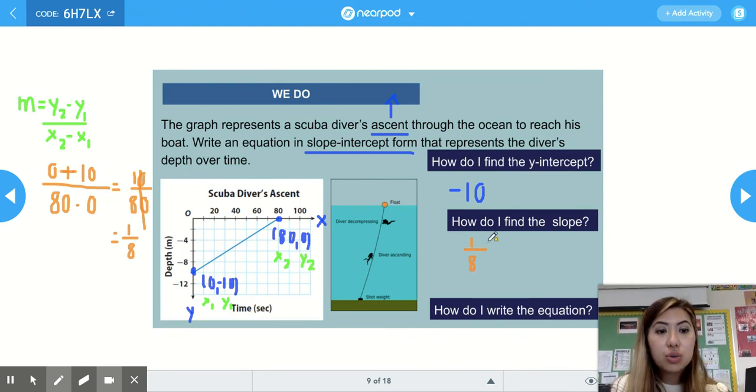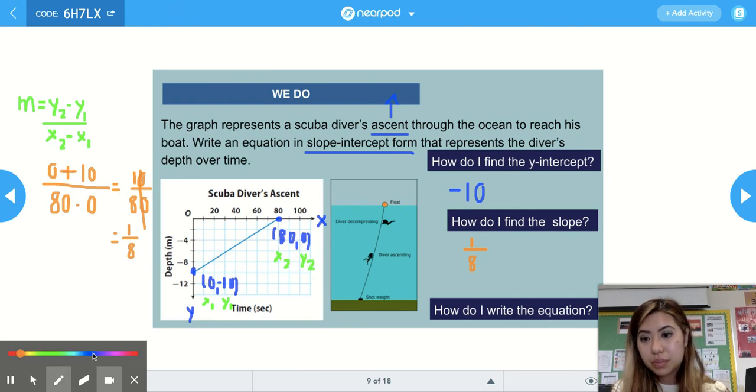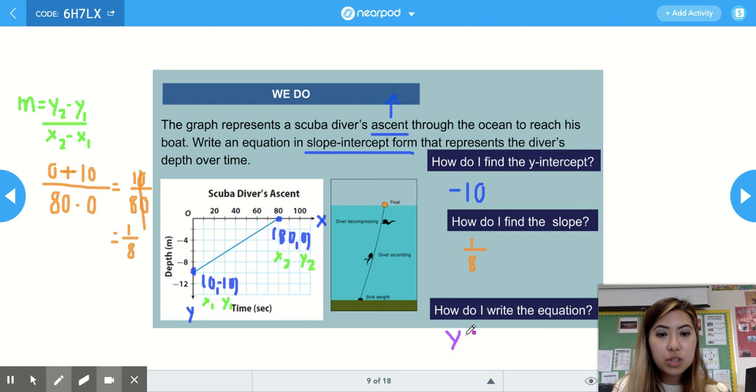And now we have to combine this information to write our equation. So our equation is going to be y is equal to 1 over 8x plus negative 10. We can even omit the plus and just have it as y is equal to 1 over 8x minus 10. And then also we can switch around our slope and our y-intercept. So it becomes y is equal to negative 10 plus 1 over 8x.